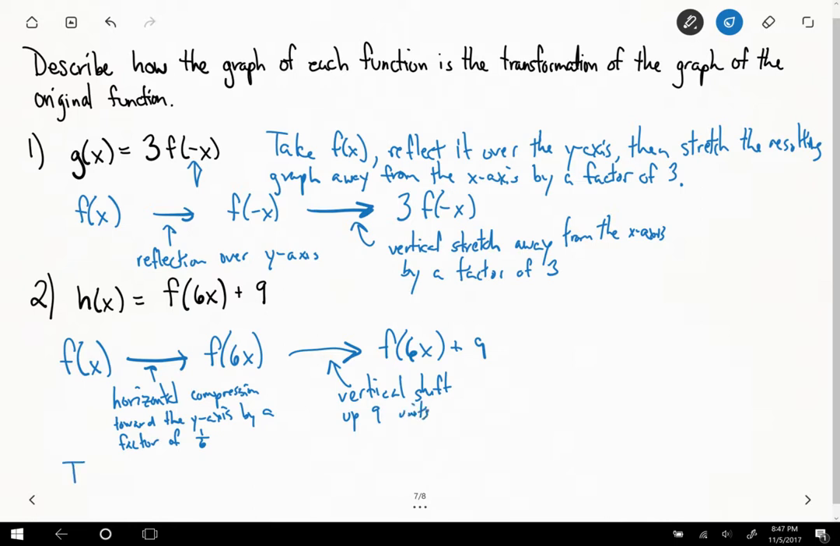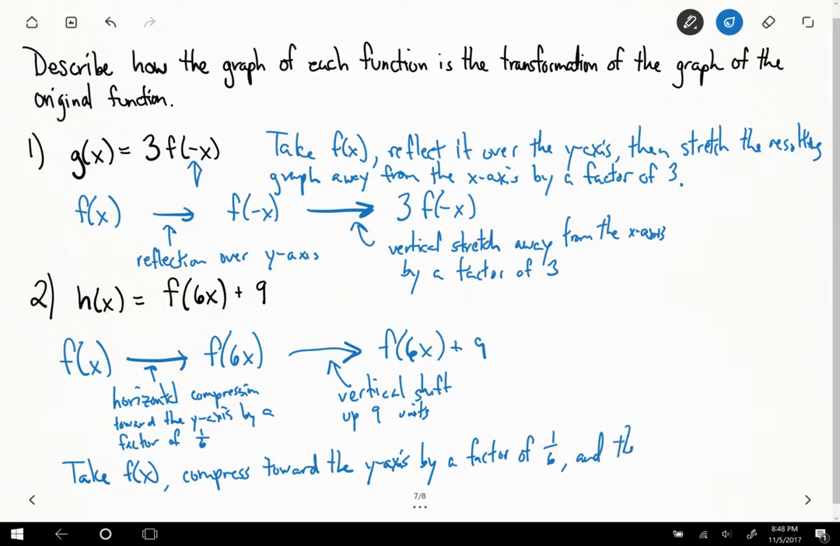And so now we're ready to write up what we're doing. We're taking f of x, compress toward the y-axis by a factor of 1/6. And then shift the graph up 9 units.